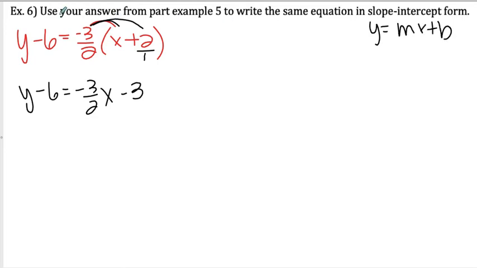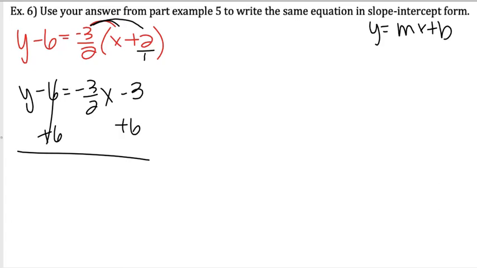I'm trying to solve this equation for y. So I want to get y by itself. So to do that, I first get rid of the parentheses by distributing like we just did. And then I need to get rid of this -6. I need to move it to the other side. And so the opposite of -6 is +6. And where would I add that? I would add it over here to this constant -3.